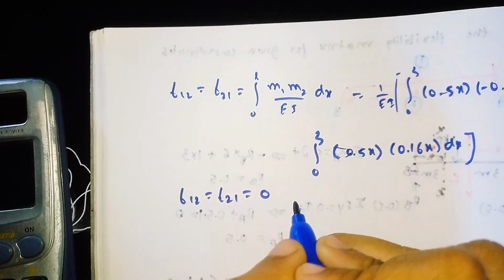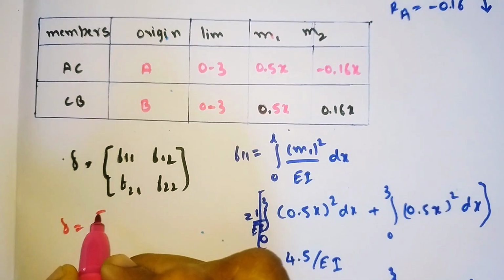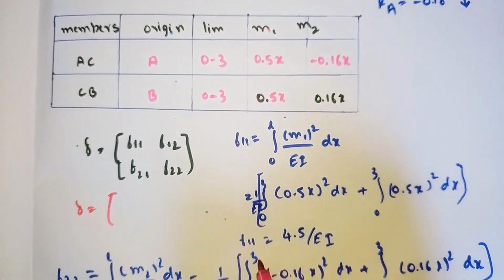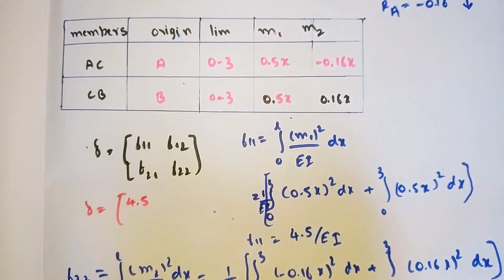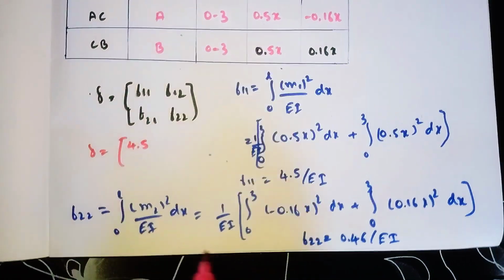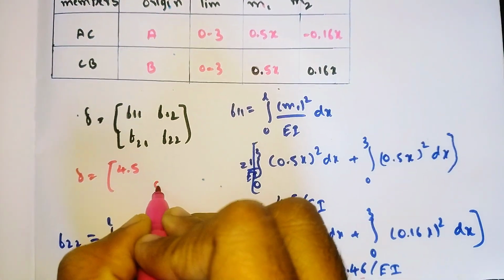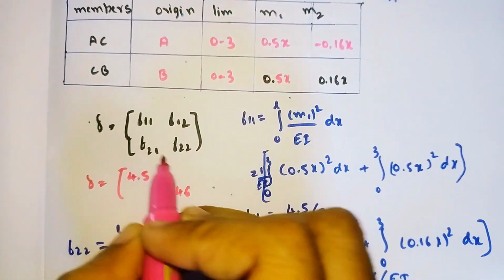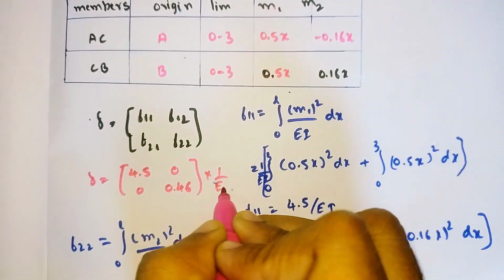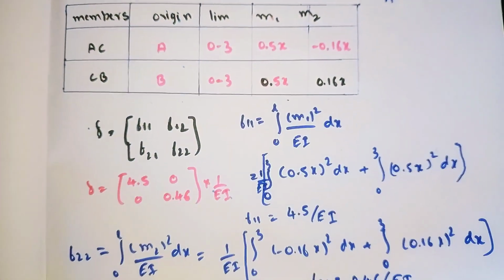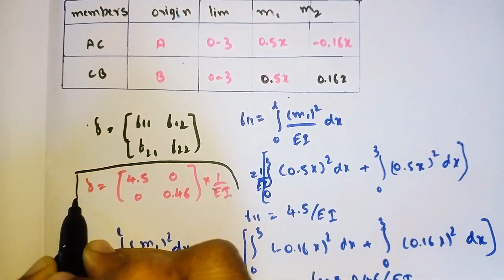So this is how we need to find all the elements. Now substitute all the values here. The F11 value we got was 4.5 divided by EI. I am taking EI outside. The F22 value is 0.46, and the F21 and F12 values are 0. So this is how we need to develop the flexibility matrix for the given coordinates.